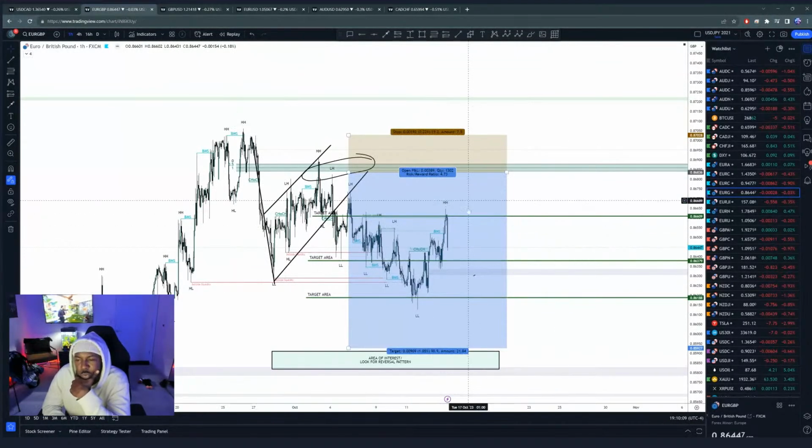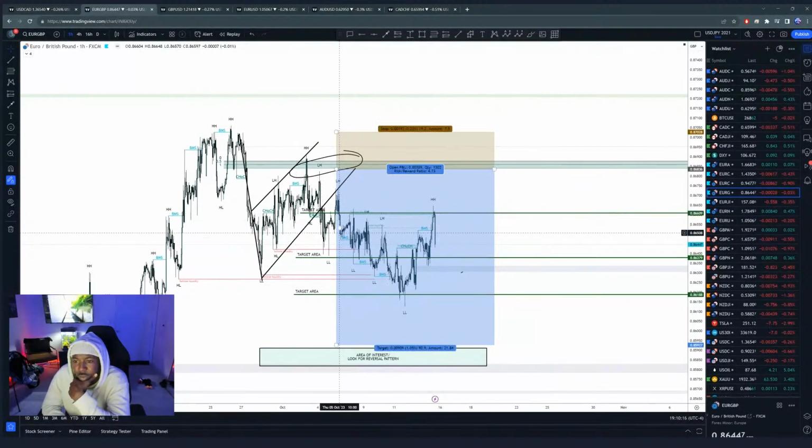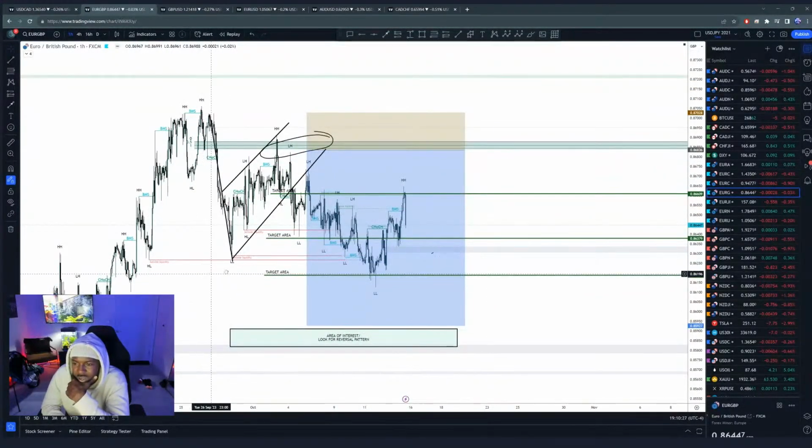The choppiest pair in the world, Euro GBP, the world's most choppiest pair. Can't stand this pair, man. But it went perfect. It went perfect within the entry drop. It's still in profit, still moving correctly. It's just slow, man. It just takes forever. It's just the choppiest pair in the world.